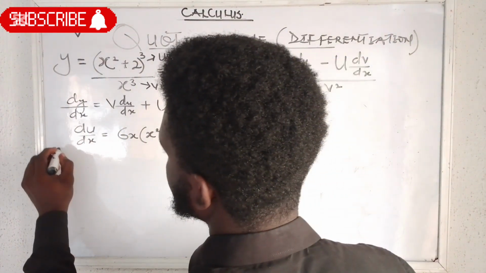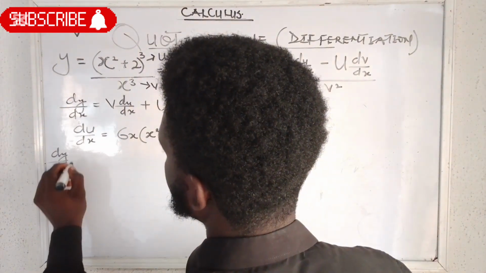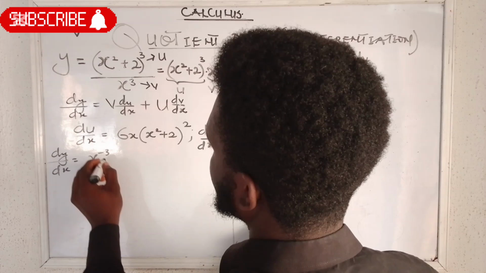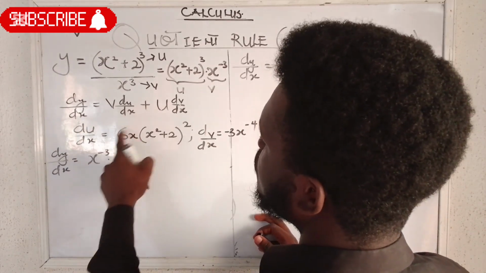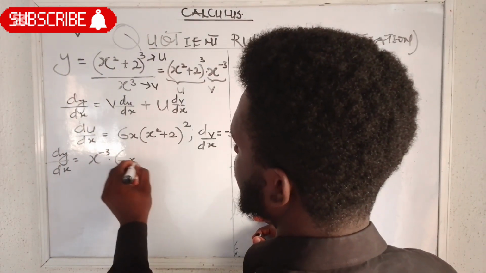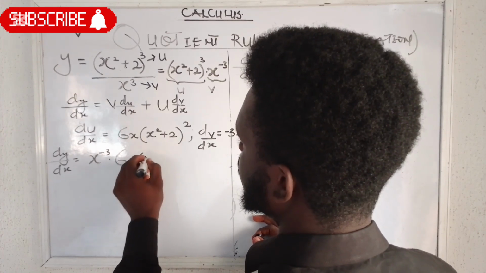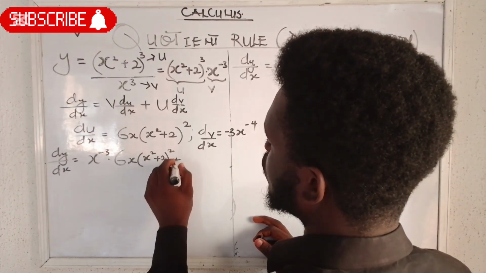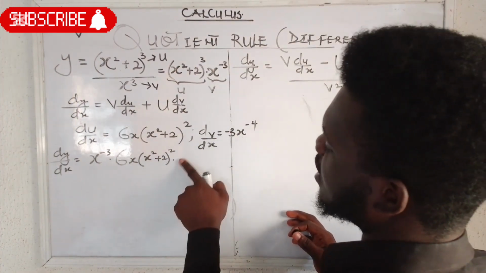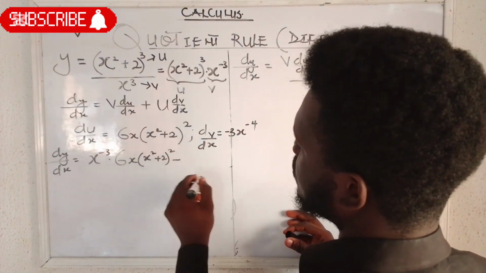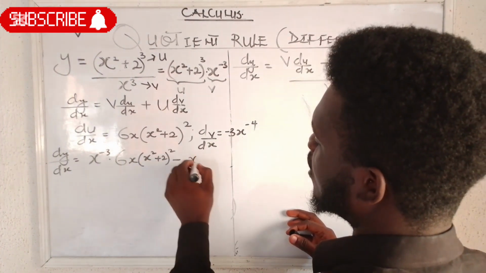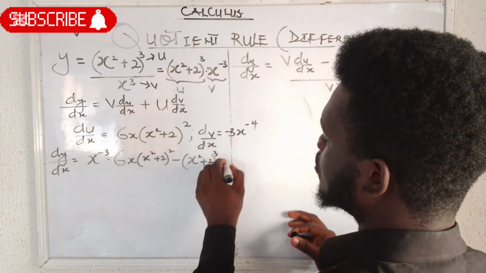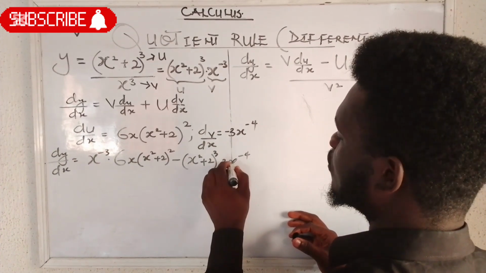So let's go. So dy dx will certainly become v. What is the value of v? We have x to the power of negative 3, v du dx, which is what, 6x times x squared plus 2 all squared, you know what I'm talking about, then minus, or plus, sorry, plus, but because of this negative sign, certainly we are going to have a minus sign. So u, what is the u? We have x squared plus 2 to the power of 3, then 3x to the power of negative 4.